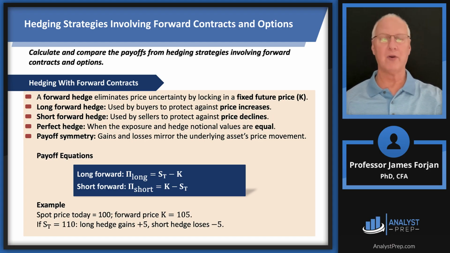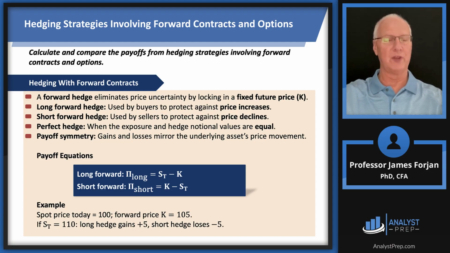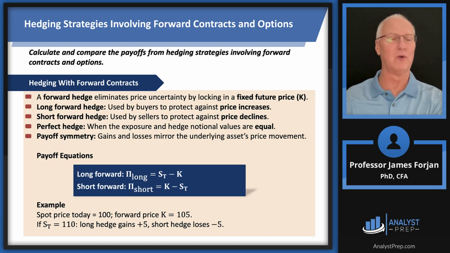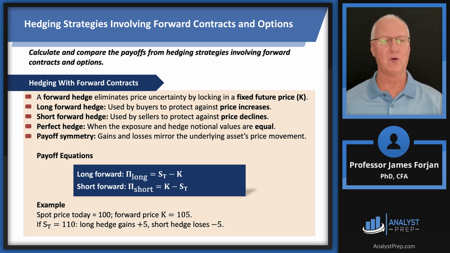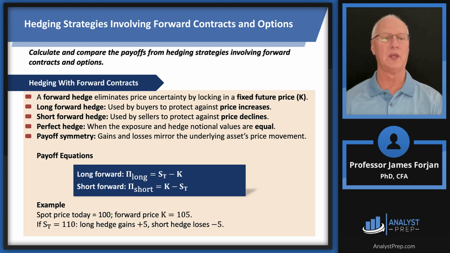If I'm a bakery and I need corn, what am I going to do? I'm going to take a long forward hedge, because if the price of corn goes up, I'm going to have to pay more for one of my inputs. Well, a long forward hedge will pay off. And that will reduce the future cost, the future expense of my corn. Short forward hedge is just the opposite. That's if I'm the farmer and I agree to sell at some price in the future.